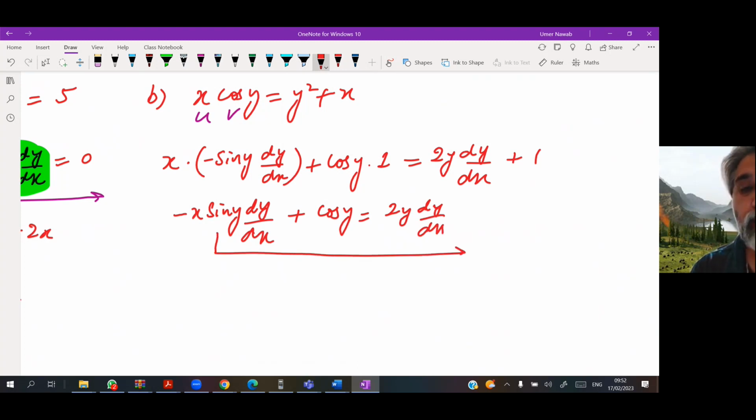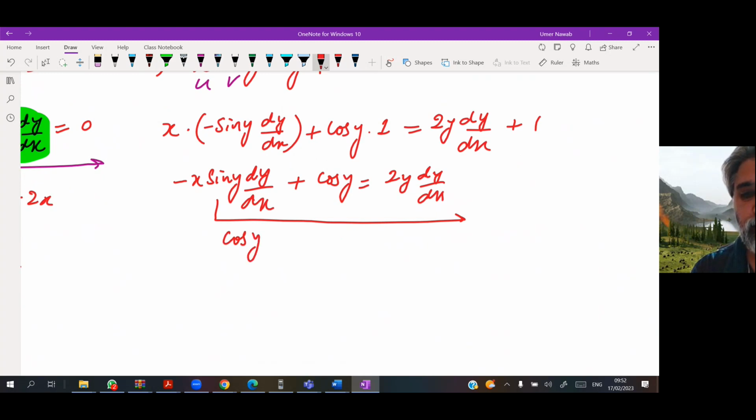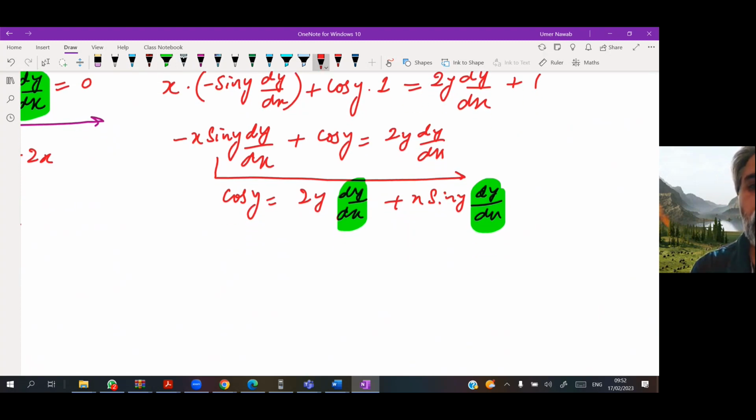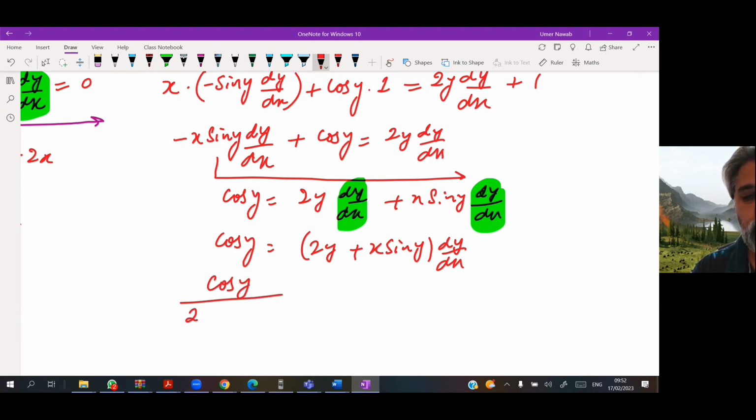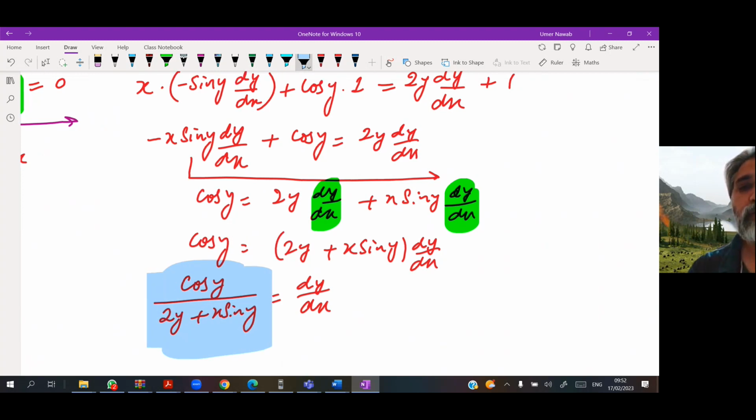Send this expression to the right hand side. You're left here with cosine of y, so 2y dy by dx plus x sine of y dy by dx. Now dy by dx is common. So when you take it common, guys, cosine of y is equal to the bracket 2y plus x sine of y times dy by dx. Now this bracket is multiplying and goes to the other side. Cosine of y over 2y plus x sine of y is equal to dy by dx. Important question, so please focus on it.